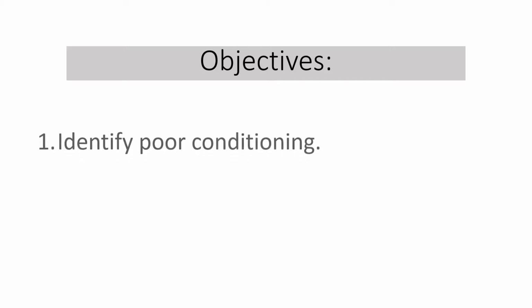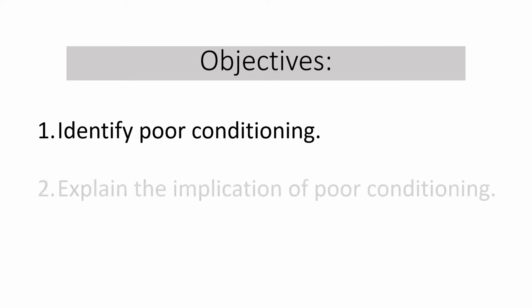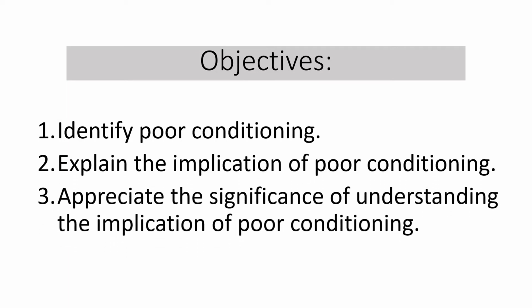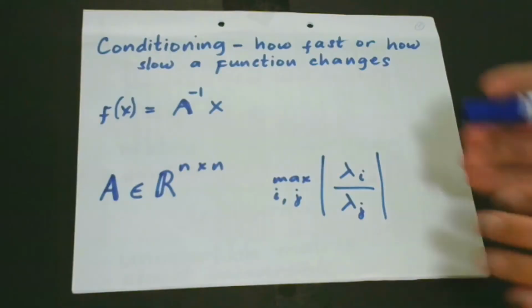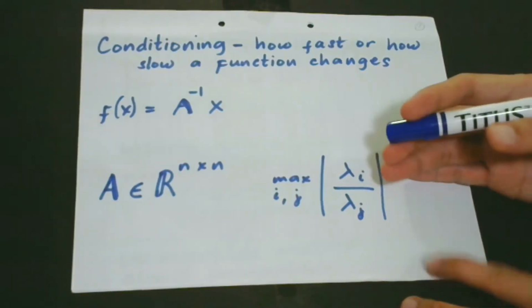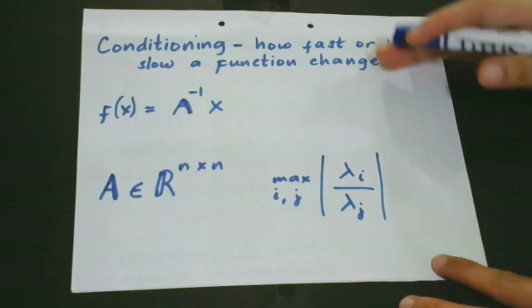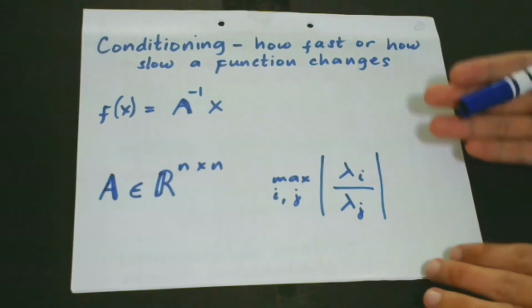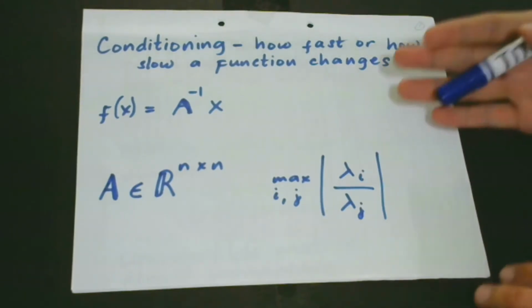At the end of the lesson, you are expected to identify poor conditioning, explain the implication of poor conditioning, and appreciate the significance of understanding the implication of poor conditioning. What is poor conditioning? How are we going to analyze it? So why do we have to analyze poor conditioning? These are just some of the questions that we are going to deal with in this lesson.